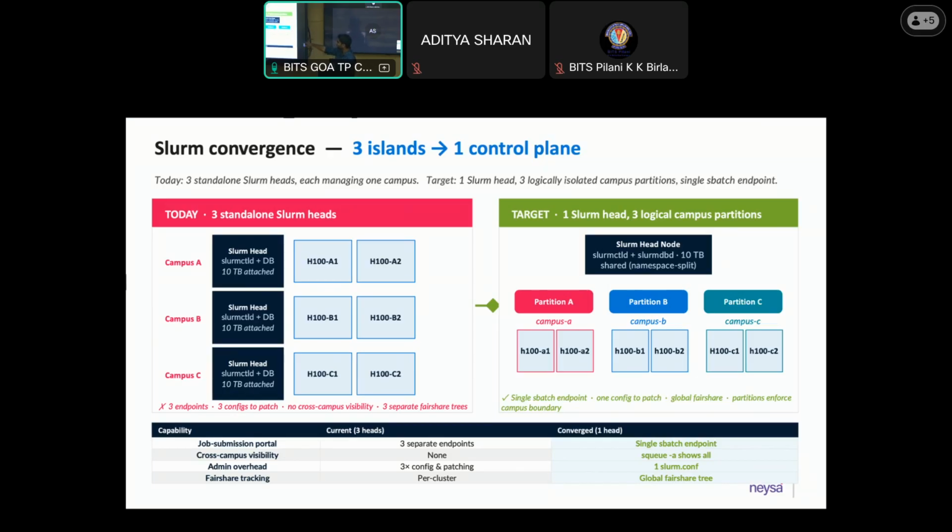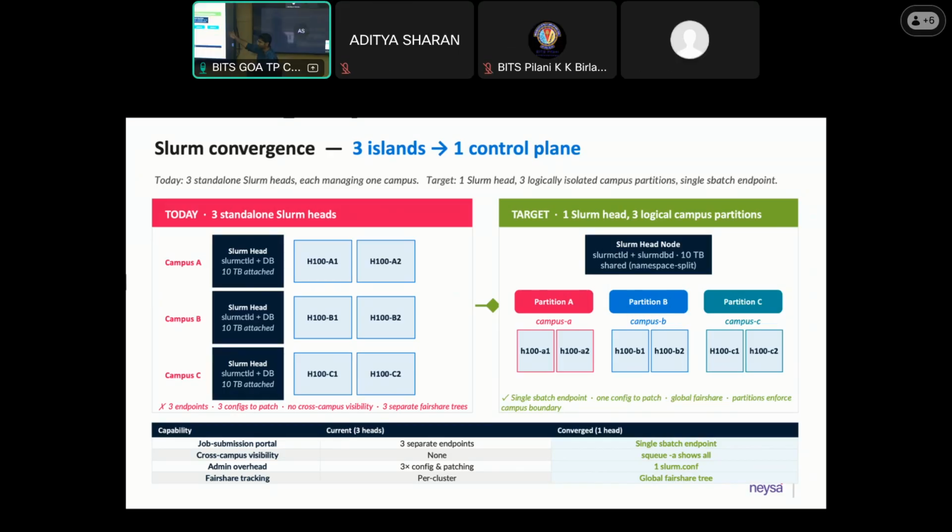So what we can do is, if you want that 30 TB of data, then we can put 30 TB also, and you can create a namespace with the split, whatever storage you can come up with. One Slurm head will be there, and this Slurm head can have multiple partitions. These partitions will be catered to campuses. However many campuses you have, they come under the partitions.